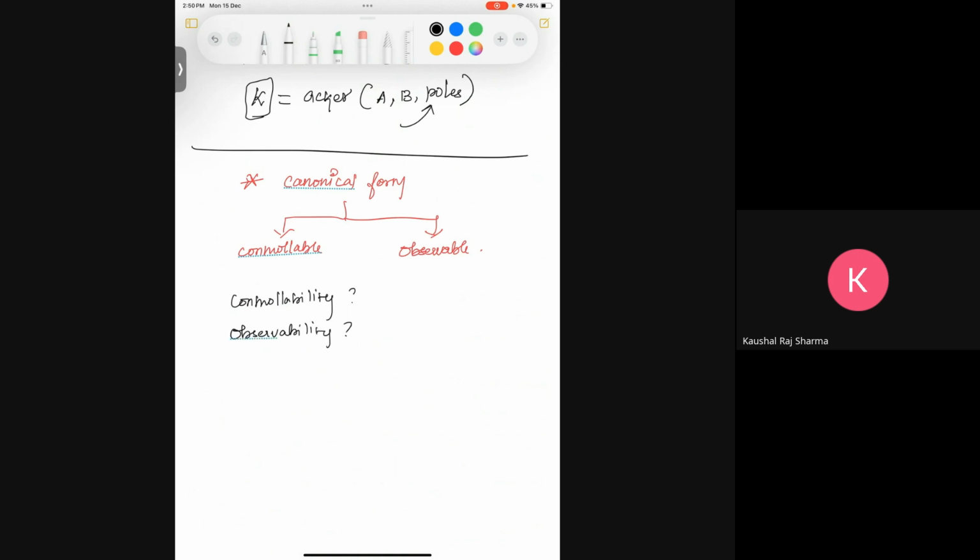First of all, what is controllability and what is observability? What did you learn so far? Can you answer in one sentence, or just whatever you understood? What is the basic thing of controllability? If I say my system is controllable, what does it mean? If I say my system is observable, what does it mean? Try to answer that in the chat box.